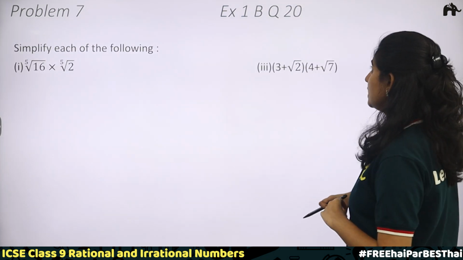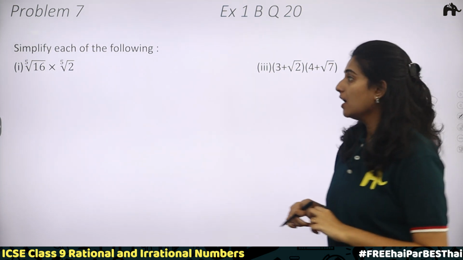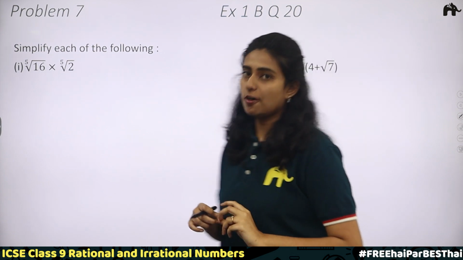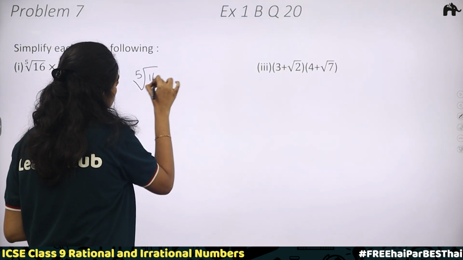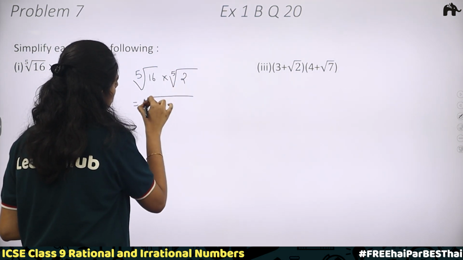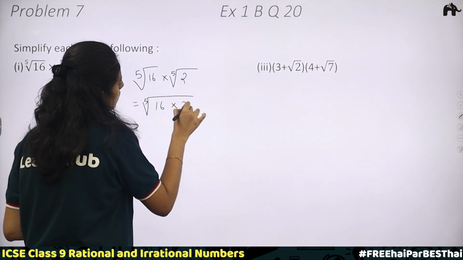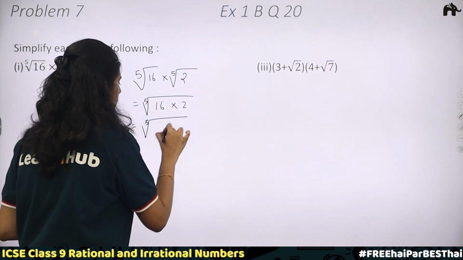Problem number 7, question 20 of exercise 1B. Simplify each of the following. First one, 5th root of 16 into 5th root of 2. 5th root of 16 into 5th root of 2 can be written as 5th root of 16 into 2. What is 16 into 2? 16 into 2 is equal to 32.